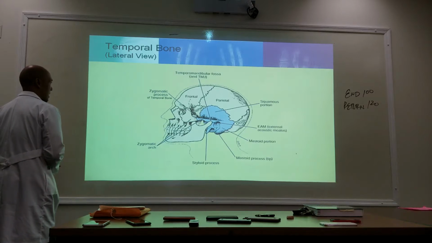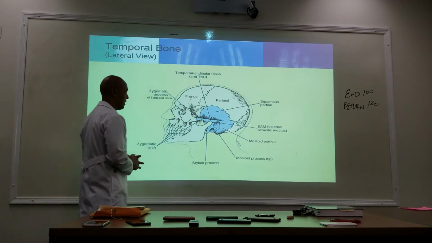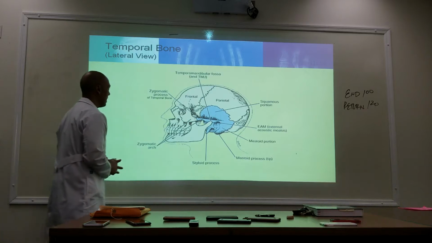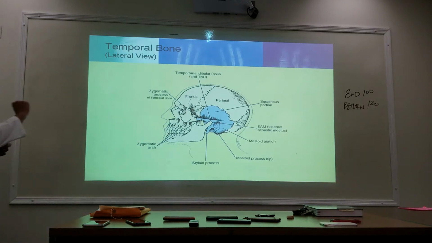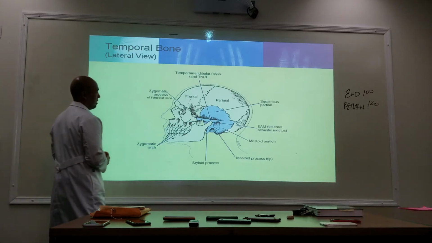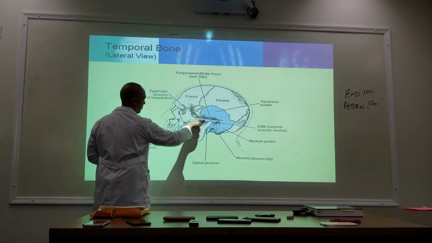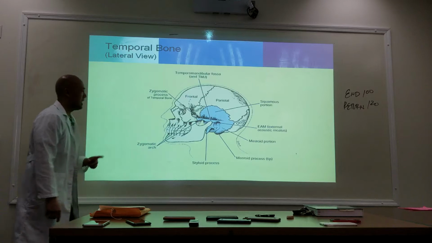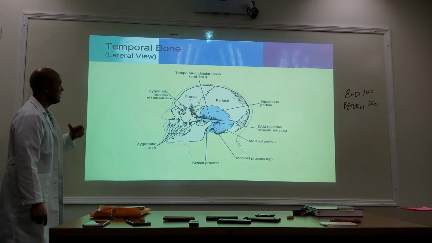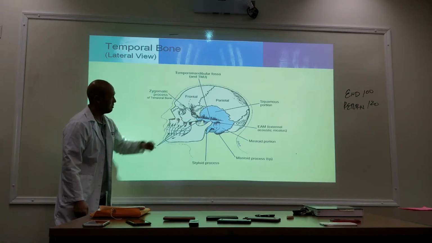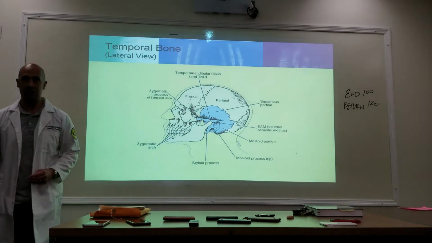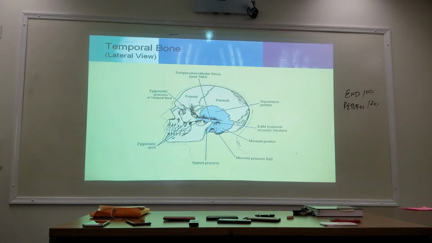Right off of the squamous portion and right off the EAM is a projection, if you will. It's the zygomatic process. This portion right here, zygomatic process of the temporal bone. And when it articulates with the zygoma of the facial bone, it forms the zygomatic arch. It forms an arch.